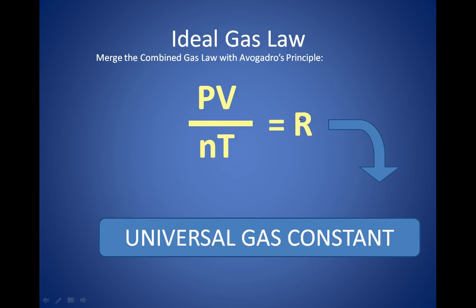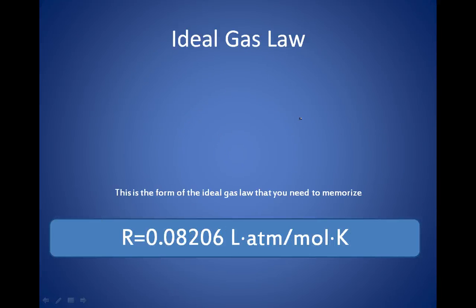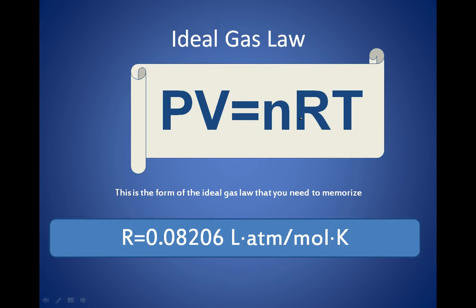This is not the form of the equation that you want to memorize. We're going to rearrange it here in a minute, but let's look at what that R means. Here's the form that you do want to memorize: P times V equals N times R times T. Sometimes we call this the PIV-NERT equation because if you added some vowels, that might be how you would pronounce it. So this is the form you want to memorize, and you'll want to memorize the value of R.